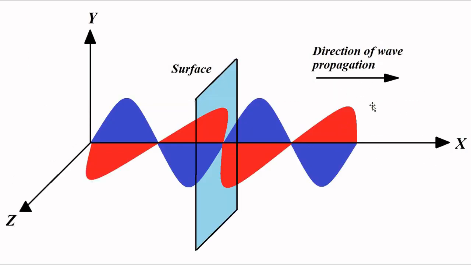So here the direction of propagation is along the x-axis, so the surface will be in the yz plane. It will be parallel to the yz plane, this imaginary surface. So energy crossing per unit area per second in the surface which is held parallel to the yz plane, which is perpendicular to the direction of propagation of the electromagnetic wave along the x-axis.